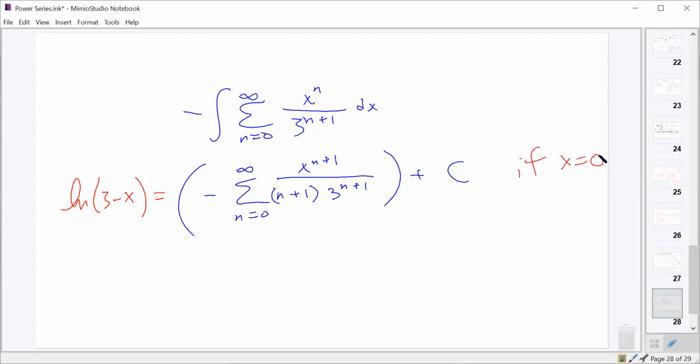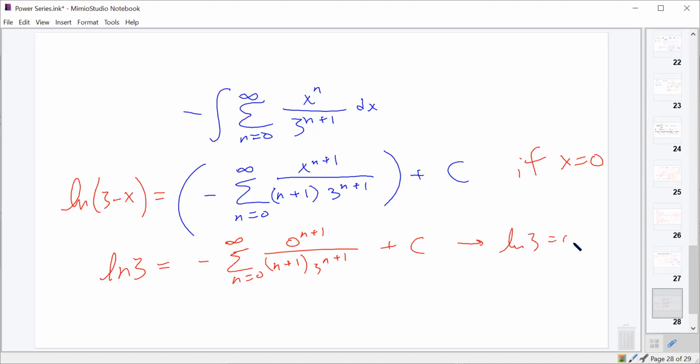If x equals 0, then we end up with the natural log of 3 equals, well, all of this just becomes 0 to the n plus 1 over some number times some other number, plus our constant, which tells us that the natural log of 3 equals 0, because 0 to the n plus 1 is always 0, and 0 over a bunch of stuff is just 0. And the sum of a bunch of zeros is just 0, and the opposite of 0 is just 0. So we end up with 0 plus our constant, or a constant of natural log of 3.